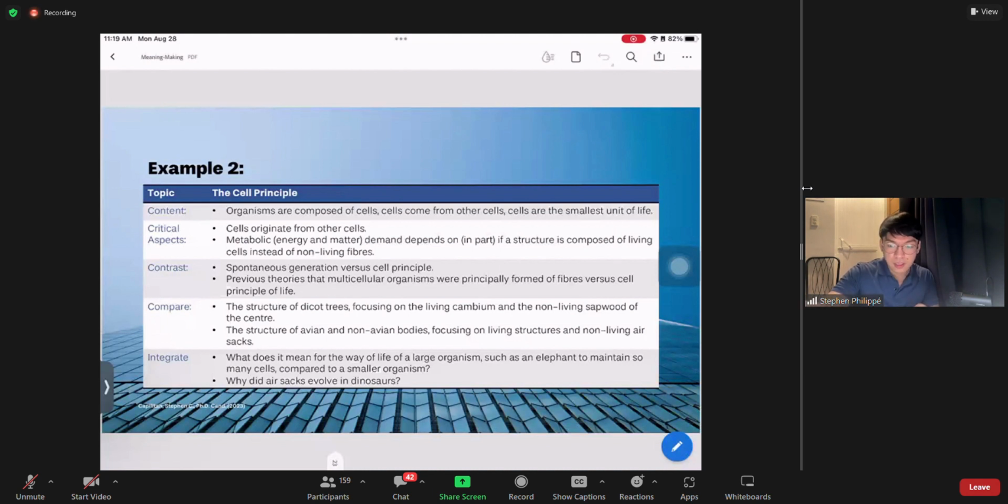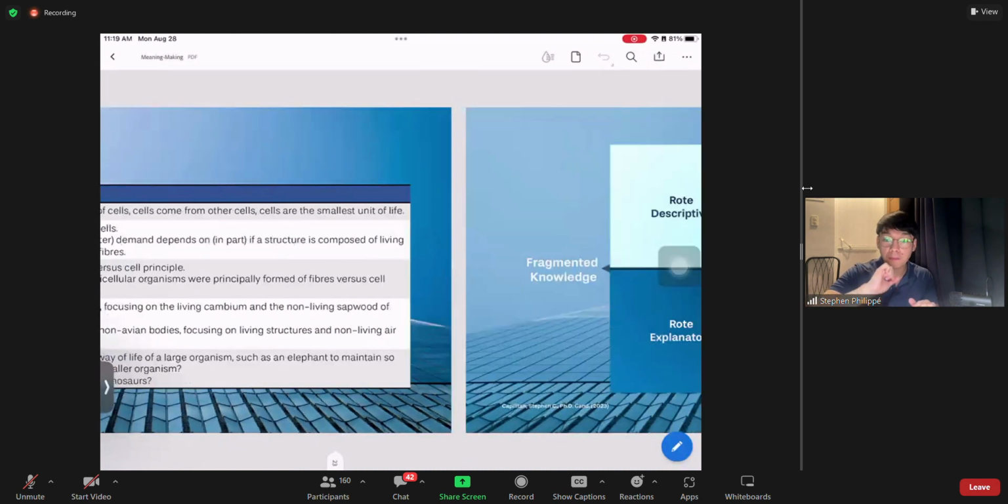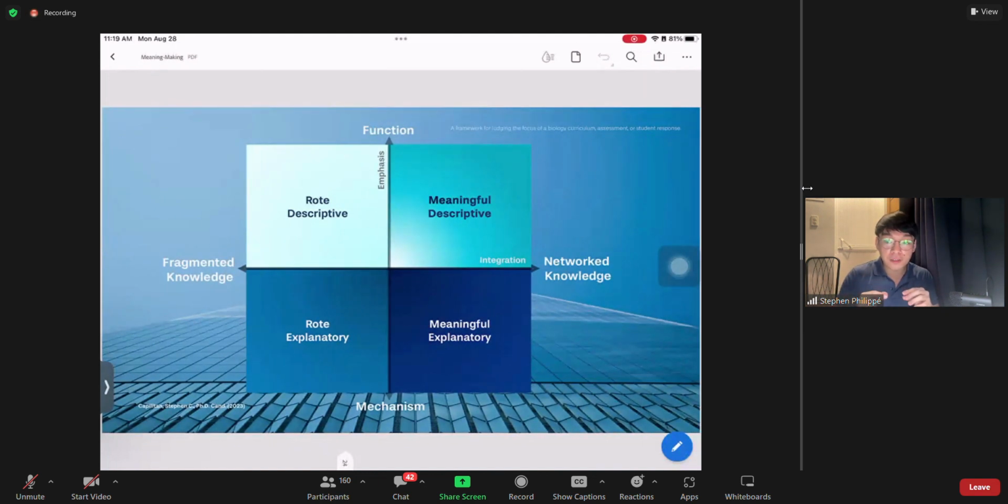What else? In the integrate part, why did air sacs evolve in dinosaurs? What does it mean for a large organism such as the elephant to maintain many cells compared to a smaller organism? You're asking, why is there a multicellular organism rather than a unicellular one? Why can't you make everything just unicellular, or vice versa? That's the cell principle.